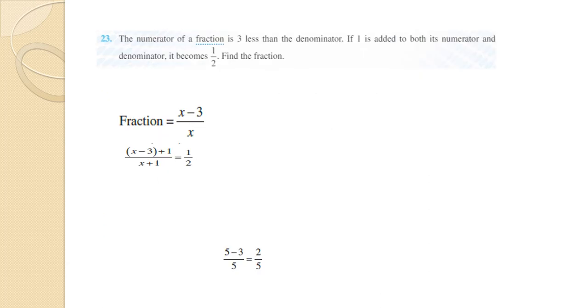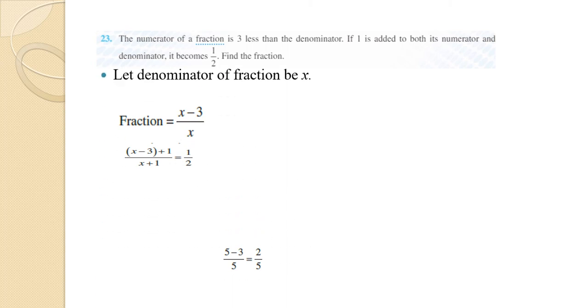Let us solve one more problem related to fractions now. I have taken question number 23. It says that the numerator of a fraction is 3 less than the denominator. If 1 is added to both its numerator and denominator, it becomes 1 by 2. I have to find the fraction.